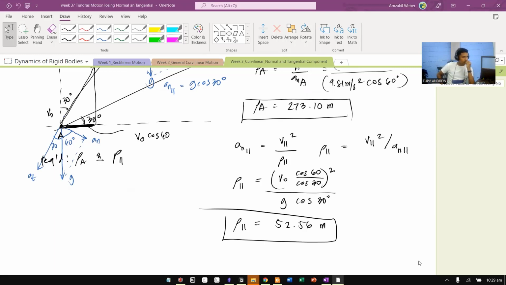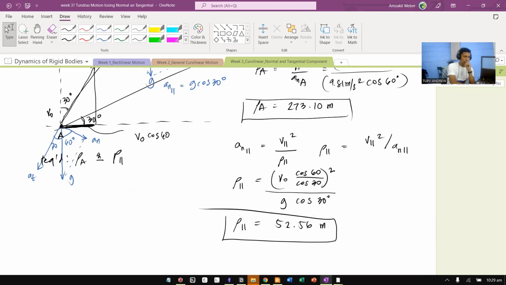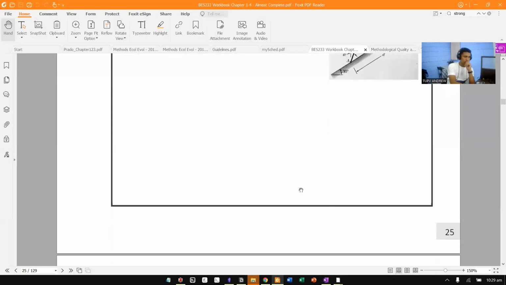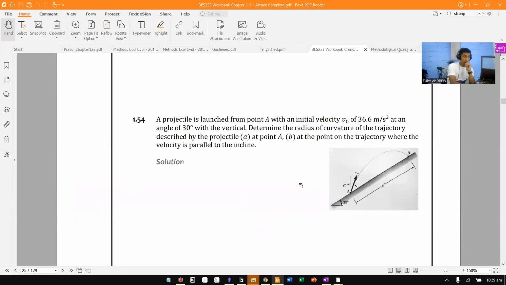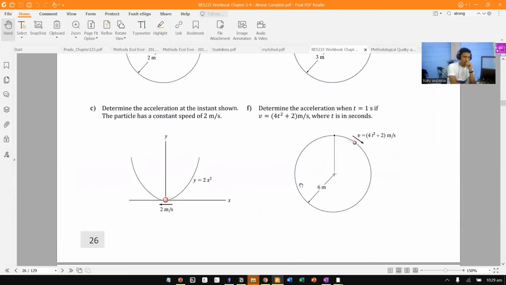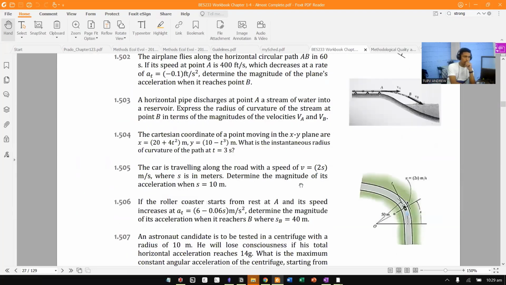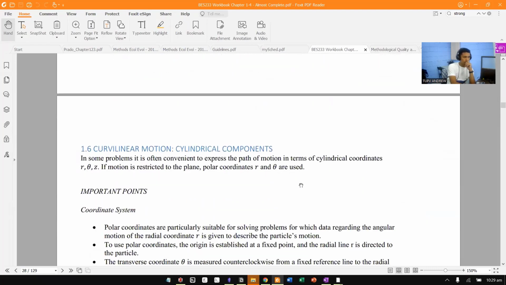Okay, so that's it for the sample problems. Do you have questions? Anything about the topic, about the methodology, and how to solve problems using normal and tangential components, or any problems related to normal and tangential components?